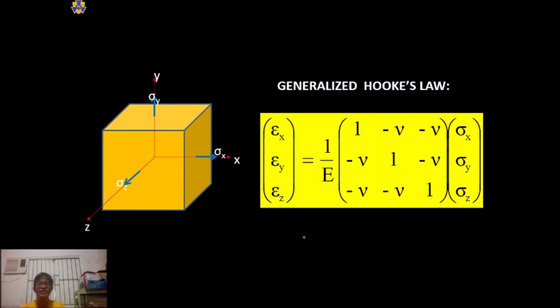Then ito yung sinasabi kong General Hooke's Law, wherein naka-matrix form. Naka-matrix form. Kumbaga, mas madali mag-compute dito kung marunong kayo ng vectors and matrices sa calculator.